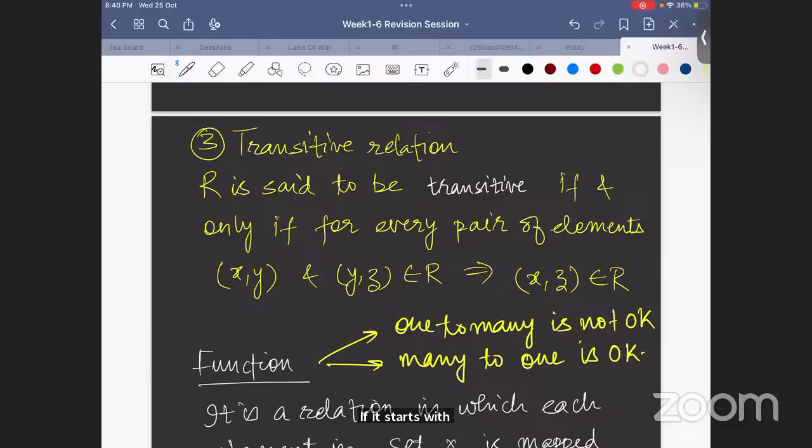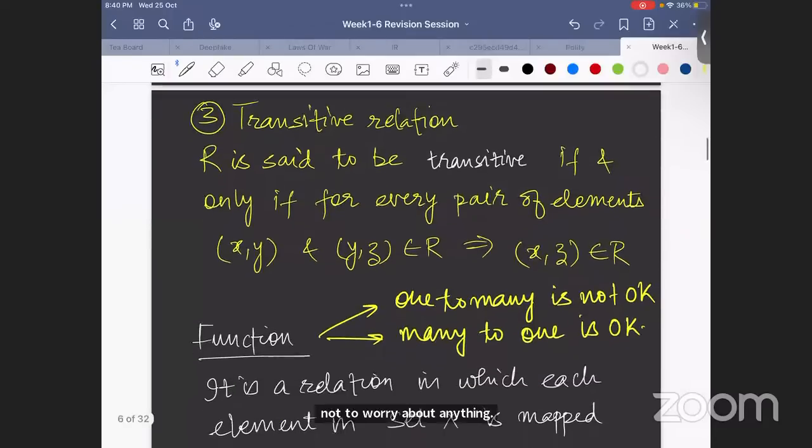But the most important thing here is, if you are able to find xy and there is no other element that starts with y, then you do not have to worry about anything. Then go for the second element. Is it clear to everyone? What are we doing in transitive?